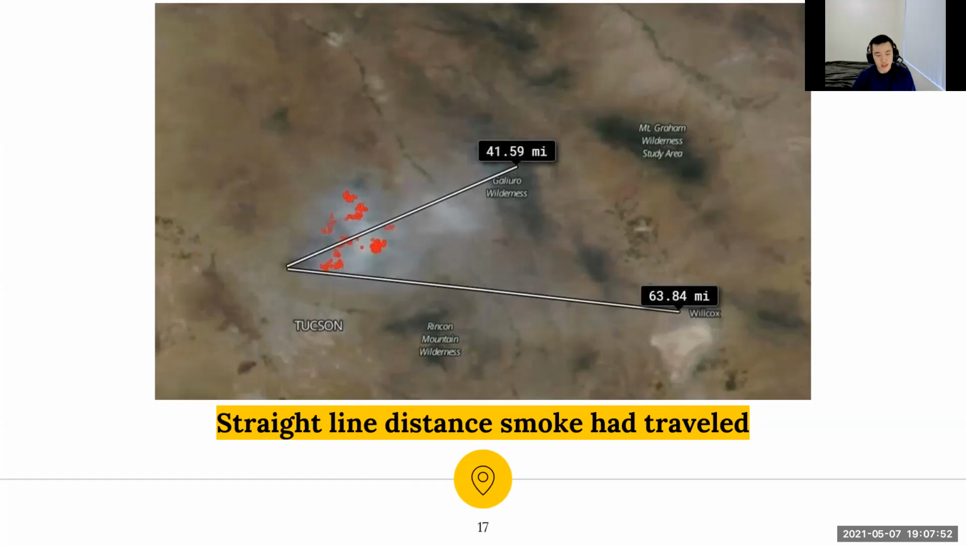Also, the smoke reaches the Galiuro Wilderness area, which brings potential fire hazards to the surrounding forest, because sometimes smoke also contains not fully burned ash, which could also ignite the next burn.